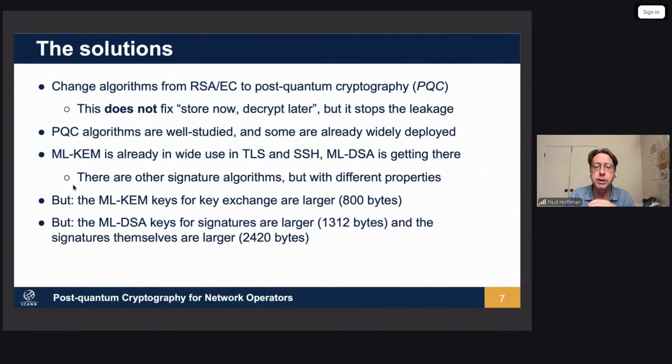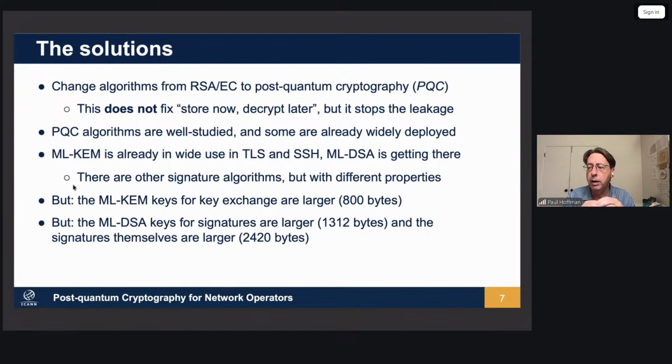The bigger problem is ML-DSA keys for signatures. These are the ones that are used in certificates or in your SSH keys, or certainly in your RPKI. These keys are larger. They're 1,300 bytes instead of 50 or 60. And the signatures themselves are even bigger, 2,420 bytes, or bigger depending on your security. That can actually gunk up the beginnings of every communication session.